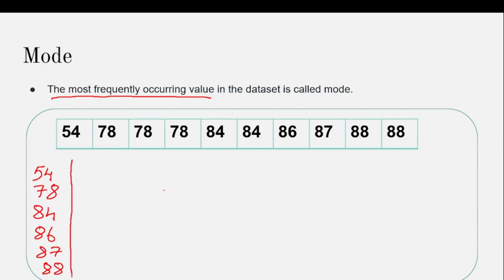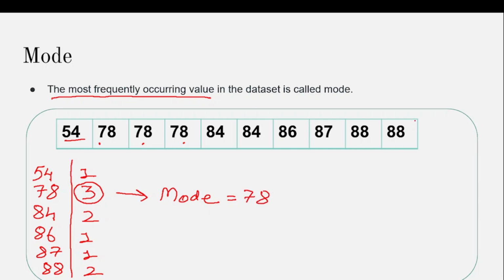Now I will calculate the frequency of each of them. 54 is occurring only once, so the frequency of 54 will be 1. 78 is occurring thrice, that is 1, 2 and 3, so the frequency of 78 will be 3. Similarly, for 84 the frequency will be 2. For 86 it will be 1. For 87 again it will be 1. And for 88 it will be 2. So clearly I can see that 78 has the highest frequency, which is equal to 3. As per the definition, mode is the most frequently occurring value. So 78 will become my mode.